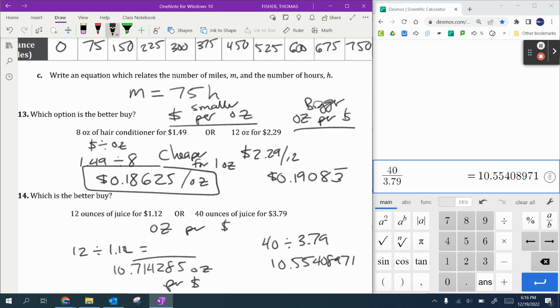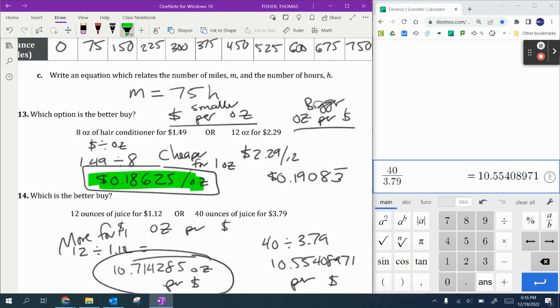So this is actually 10.55408971, and that actually changes the whole thing because this is now less. This is more for $1. So this is better because it's bigger. We get more for the money, whereas the last one was better because it was less money for 1 ounce. So either way is totally fine. You just have to interpret your answer and make sense of it. Otherwise, you might have the whole thing backwards. And that's the whole review packet for comparing and scaling.